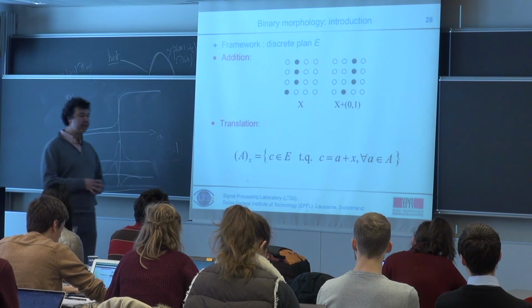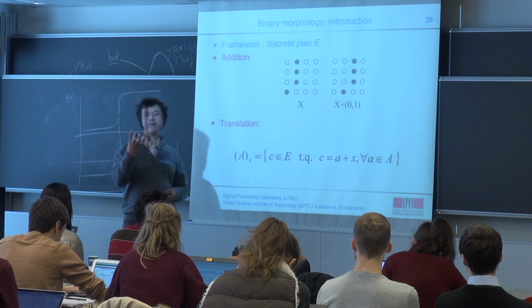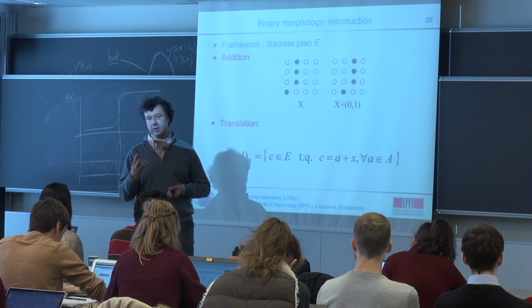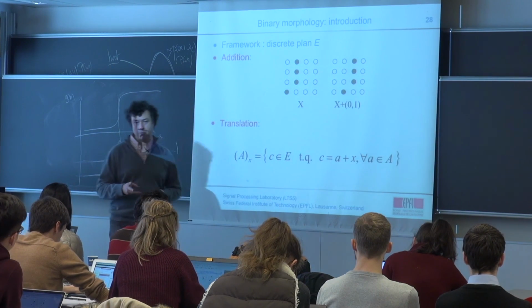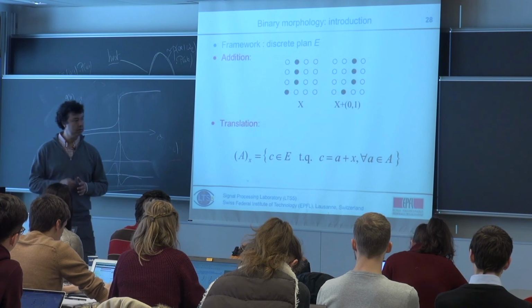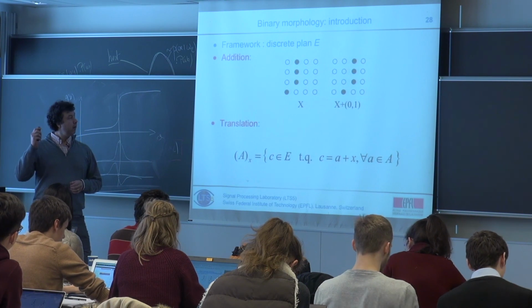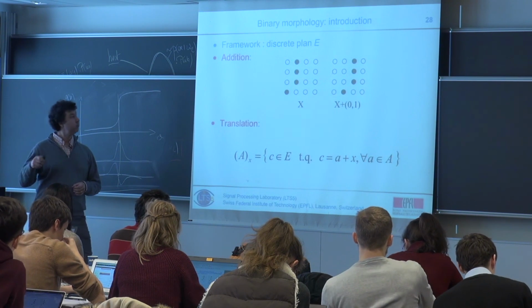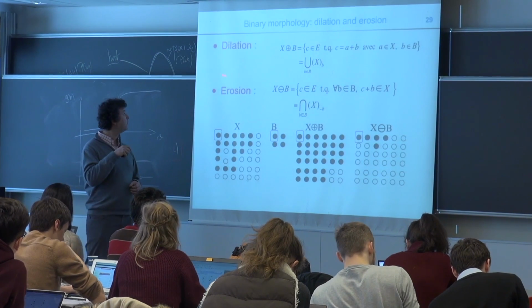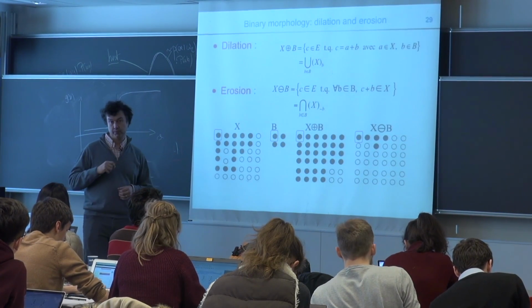Now, mathematical morphology is very nice because there are only 4 operators that you have to keep in mind. And you really have to know them. You really have to know them. You really have to know them. 2 and 2. The 2 first ones are called dilation and erosion.